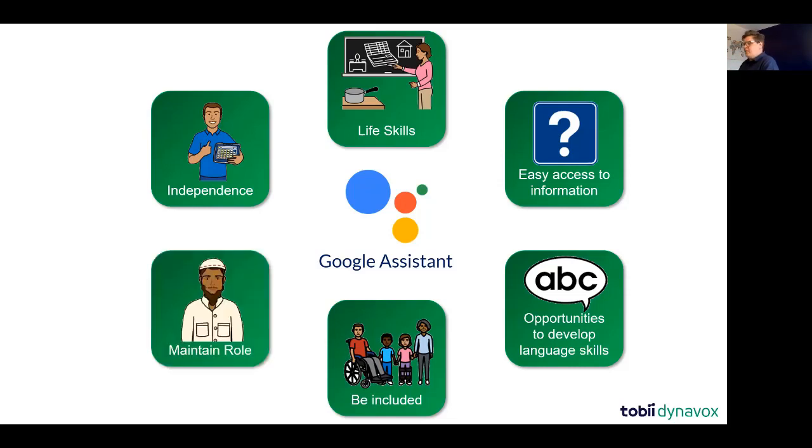And it may be helping us to maintain our role within our family or our workplace, or our classroom, for example. So if we're a joker and we like to tell stories, we can use the tools and the activities that are available within Snap and Google Assistant to help us do that.